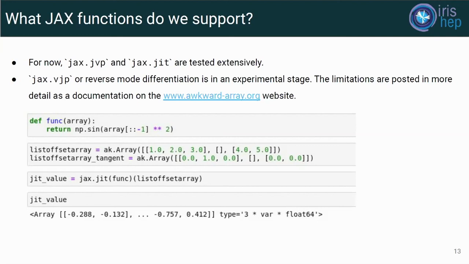Well, the image shows JIT compiled code. So if you do an np.sign, or basically a ufunc, do a slice again, and it's a list offset array. The tangent, you don't need the tangent. So if you find the JIT value, you just do a jax.jet function and pass on the function arguments, and yeah, the JIT value gives the correct answer. You can also use this as a decorator, so that's not an issue.